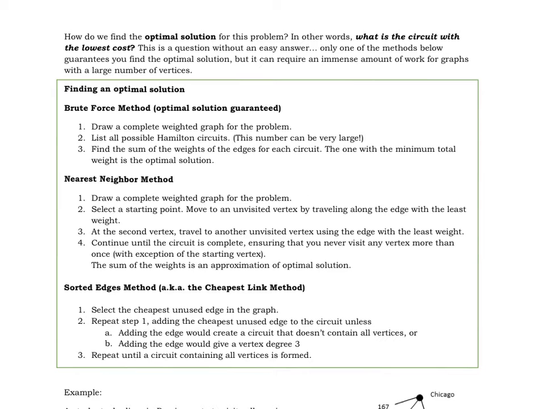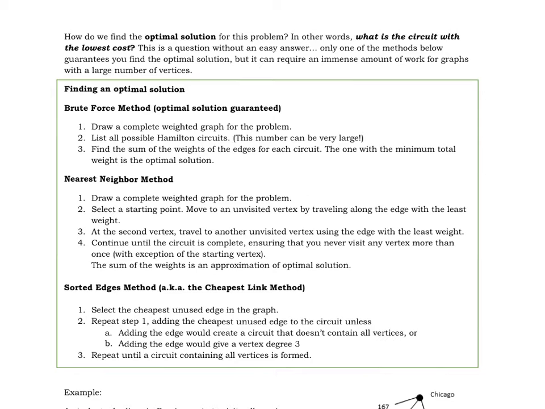So, how is it that we solve that traveling salesman problem? How is it that we optimize the best solution to a problem when we need to cut the cost to the smallest cost, or we want the shortest travel distance, or whatever it is that we're working through? Okay, so what's that circuit with the lowest cost? This unfortunately does not have an easy answer.